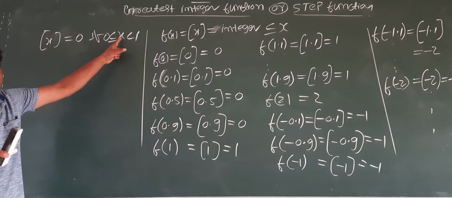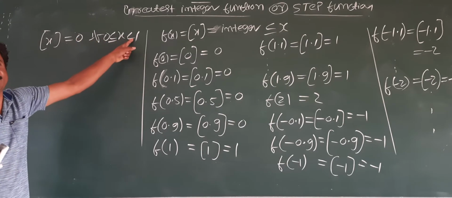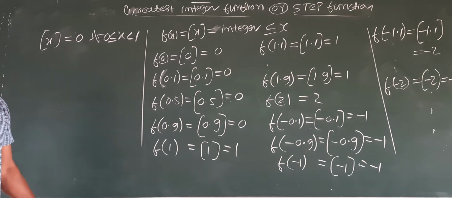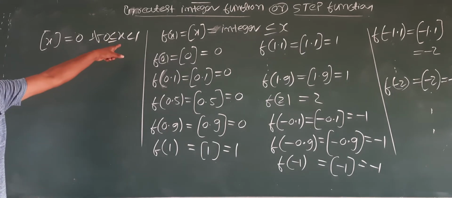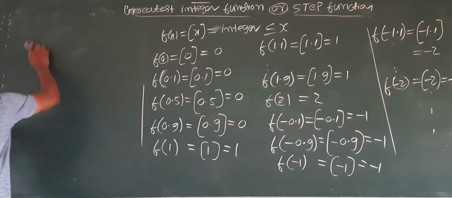We don't take 1. If we take 1, we get 1. We should not take 1. You can go up to 1 but not 1. So it is an open interval. Right, students?